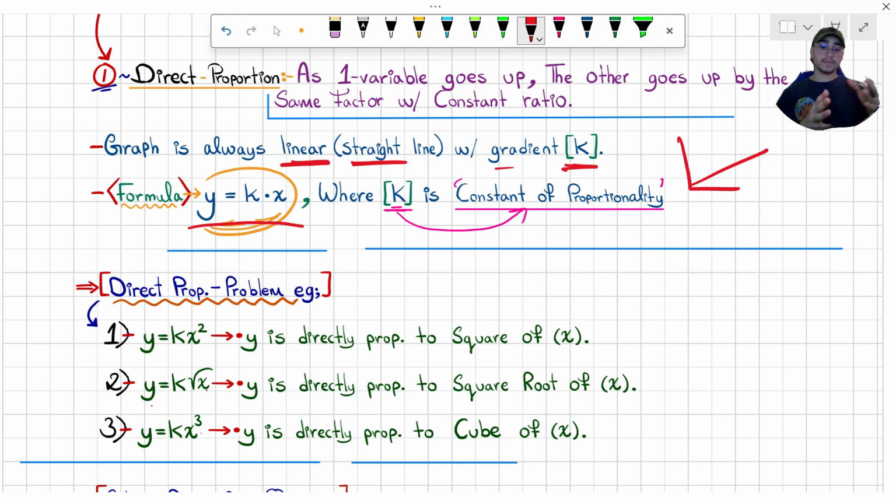So again, just to complete this, directly proportional means as one factor goes up, the other one goes up by the same rate. The formula of direct proportion is y is equal to k times x. If y increases by a rate, x will increase by that same rate.